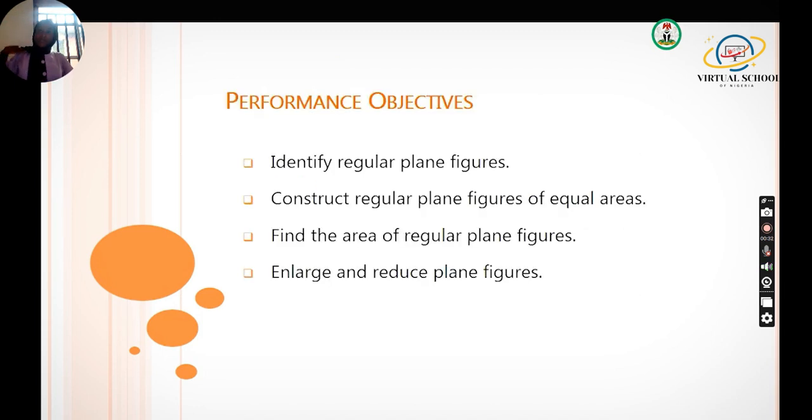Now, as a learner, what do you stand to gain at the end of this course? First, you should be able to identify regular plane figures. You should be able to construct a regular plane figure of equal area. You should be able to find the area of regular plane figures, and you should be able to enlarge and reduce plane figures.